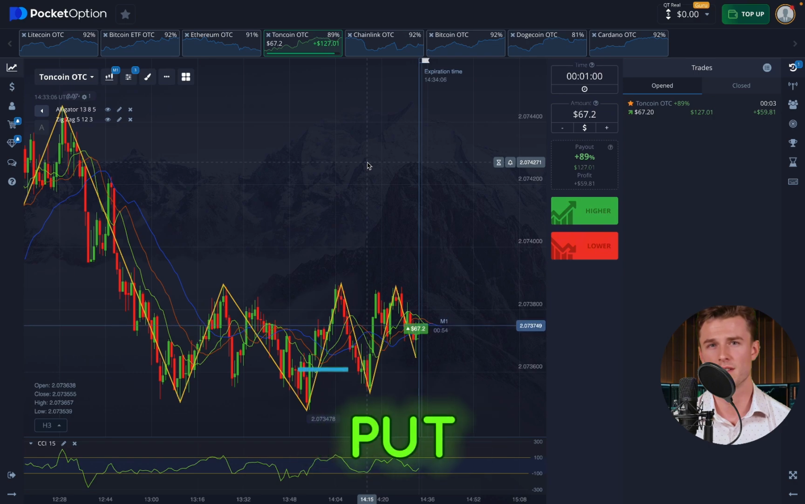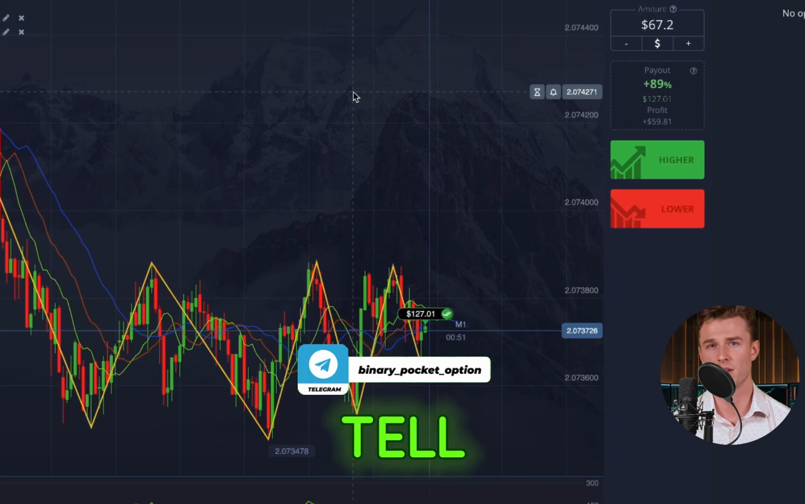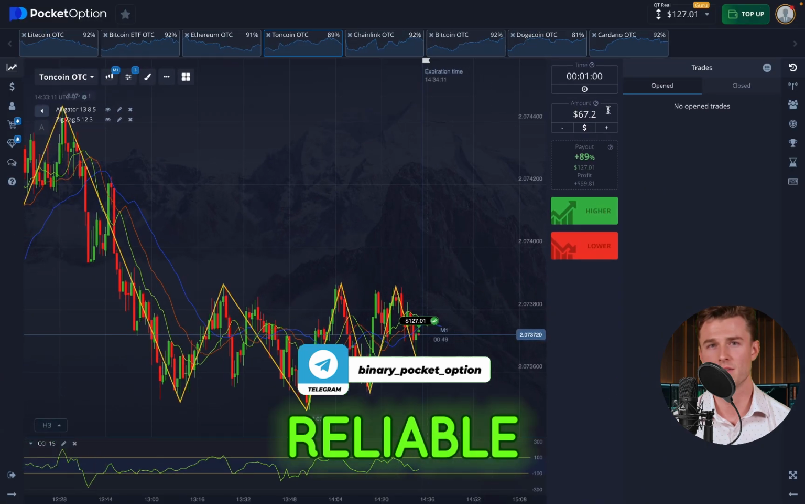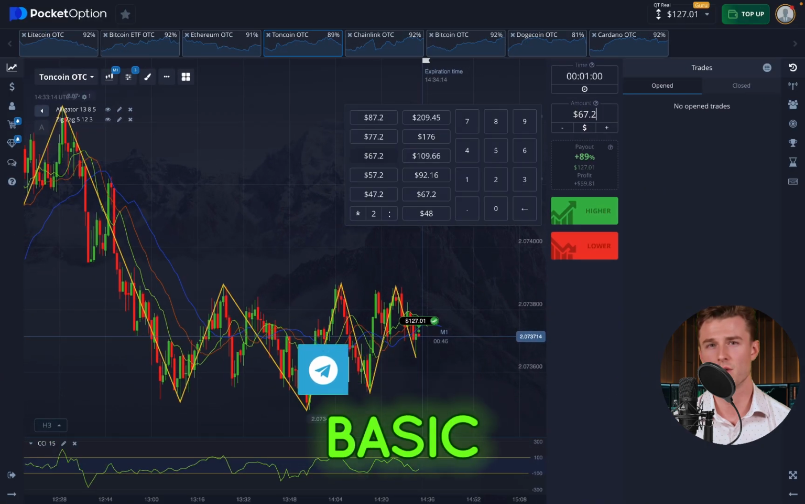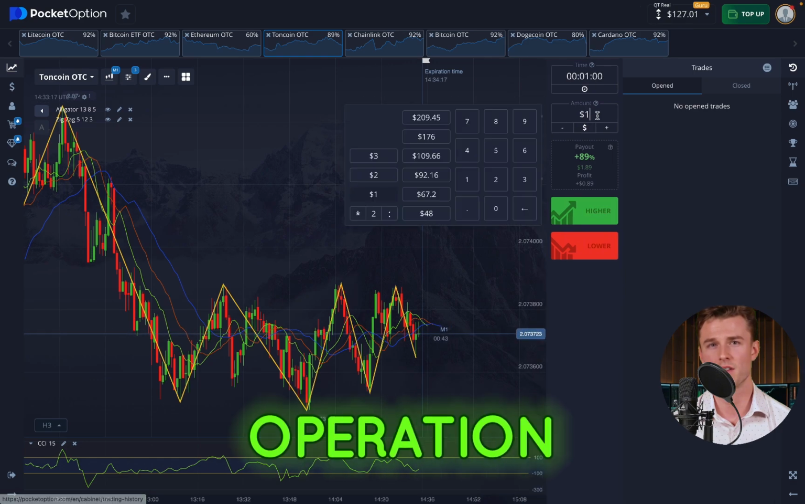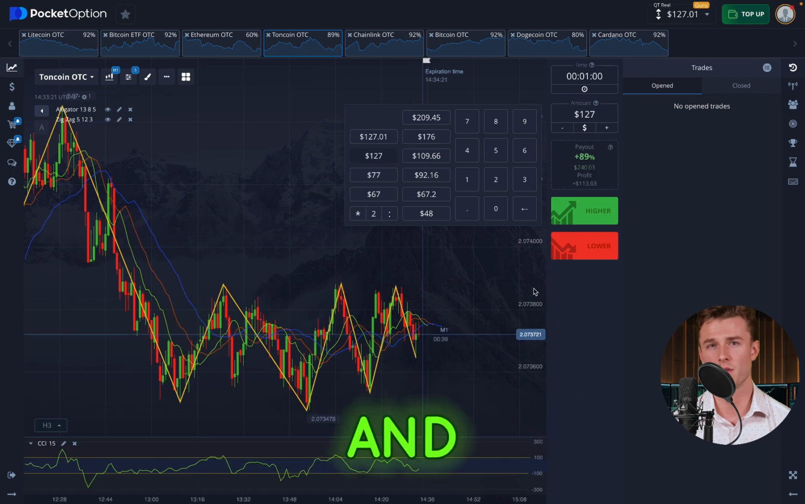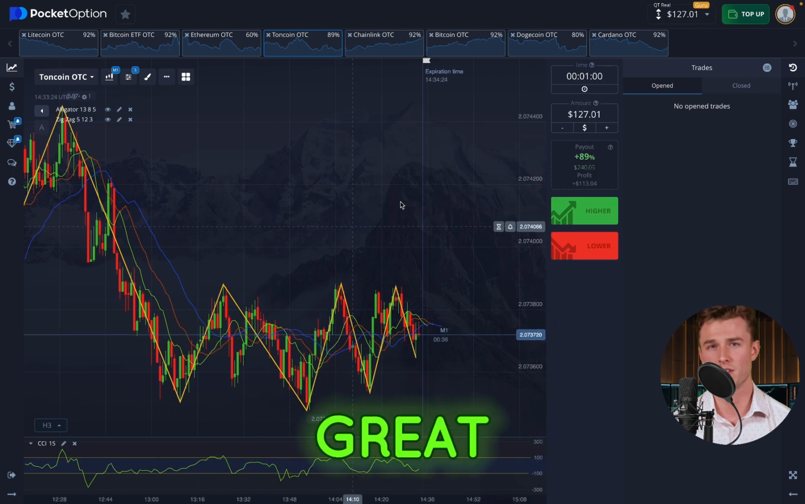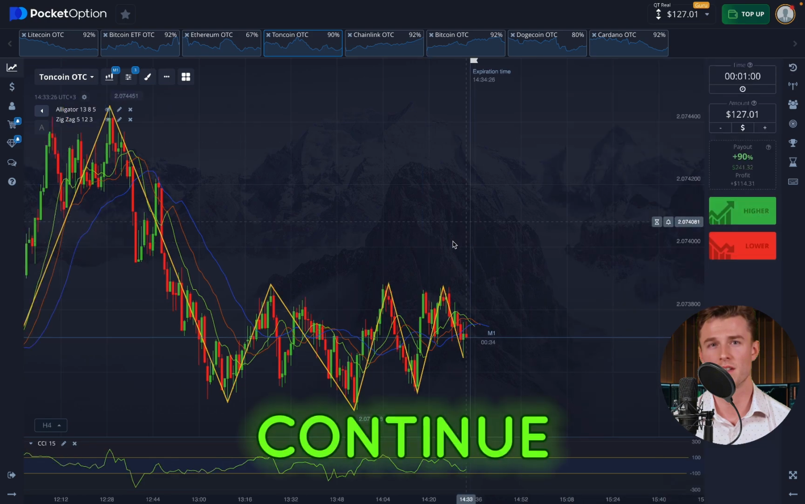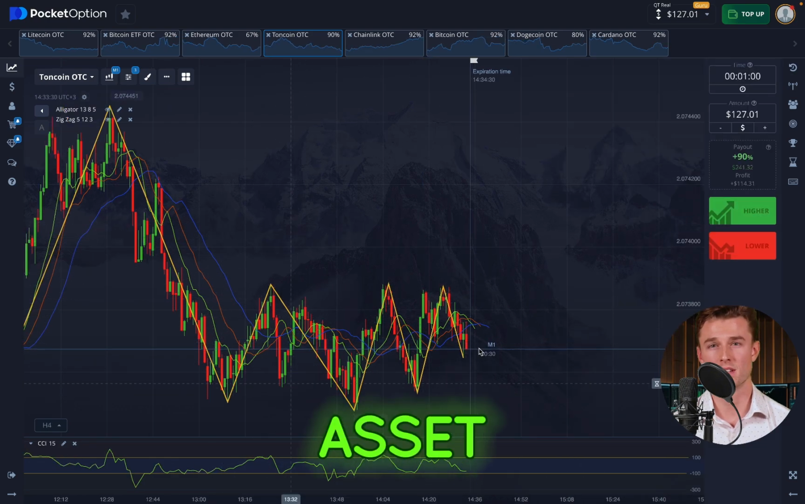Again, I will put the maximum for the next opening, and I will also tell you that there was a reliable signal. This is the basic principle of entry and operation. According to this strategy, and as you can see in this candlestick, I hit and closed the trade in plus. Great. Let's continue further training and pick up the next asset.